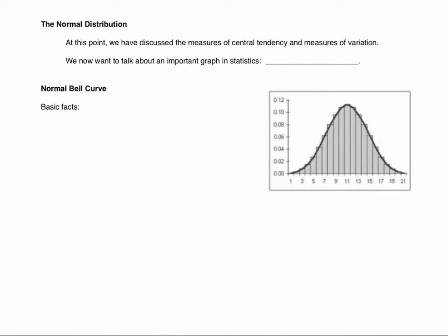Okay, so at this point, we've already discussed measures of central tendency. And when we talk about that, we're talking about the mean, the median, and the mode, the three most famous measures of central tendency. And we also talked about measures of variation. So that is the range, which is the maximum minus the minimum, and also the variance and the standard deviation, which I'll abbreviate SD.